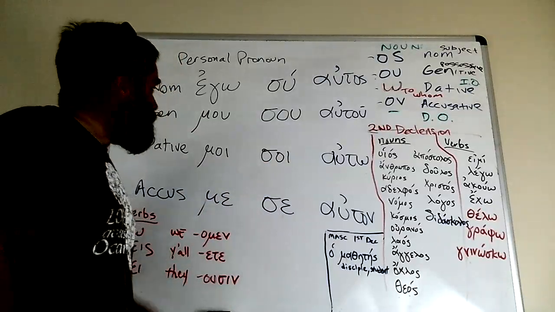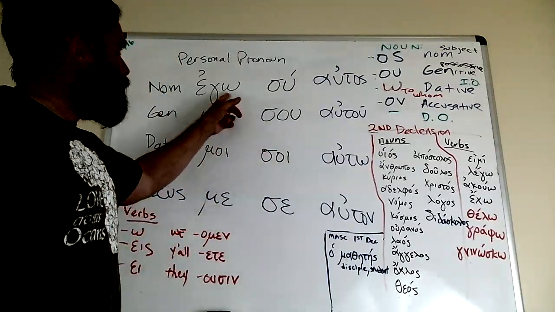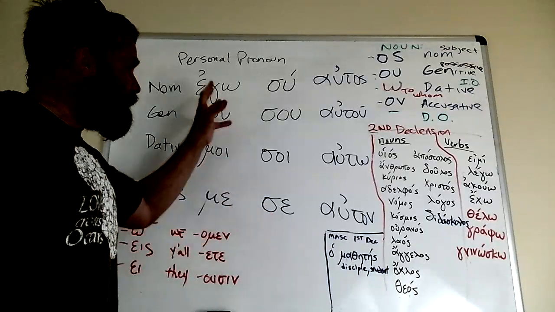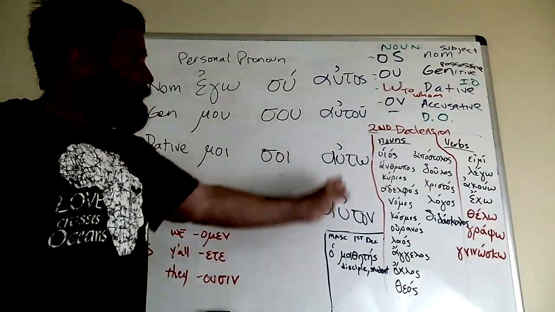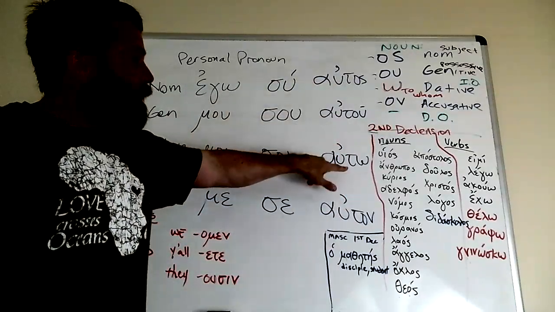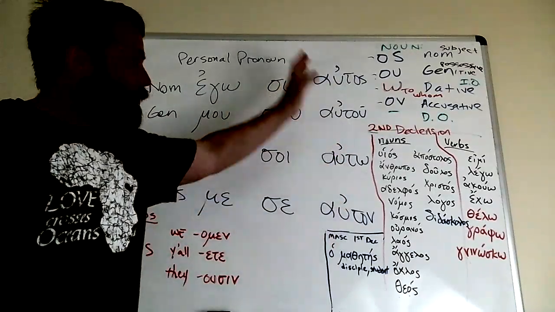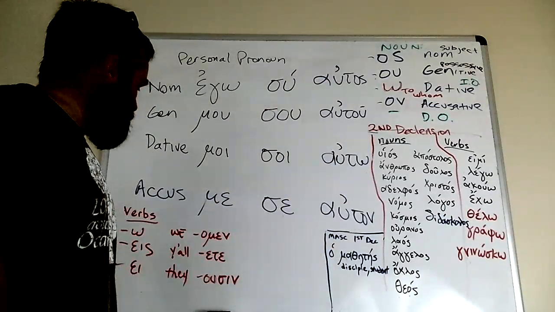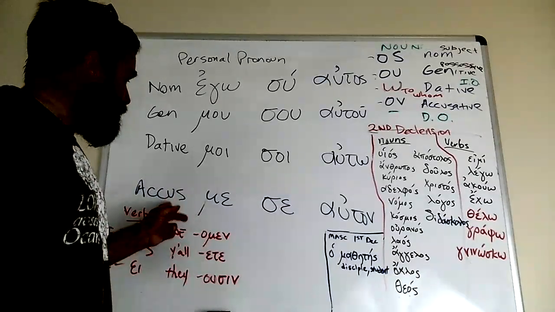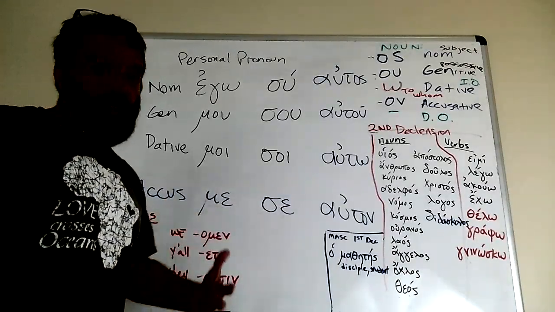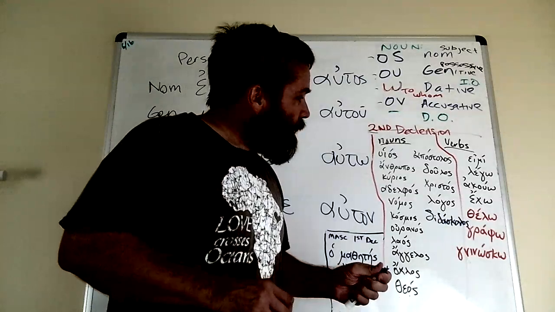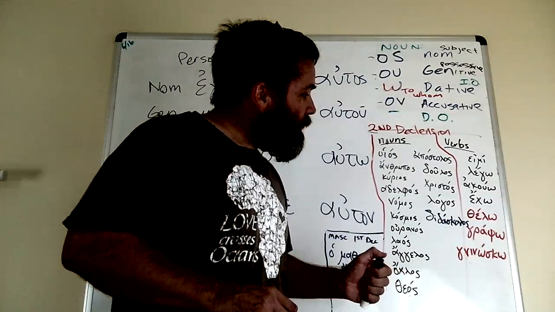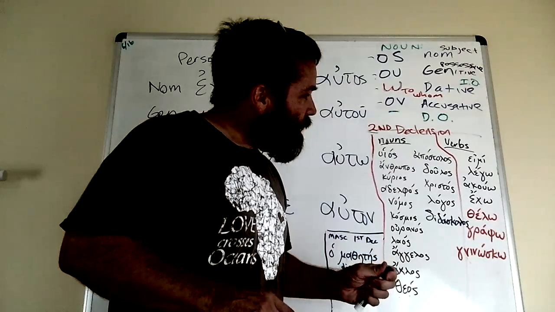So same up here, mu and su, ego and su, and even down here, accusative, me and se, those are all irregular. But this column, third person singular, autos, autu, auto, auton, those are all regular, following the second declension paradigm there. So yeah, accusative, me, se. So I could say, let's see.